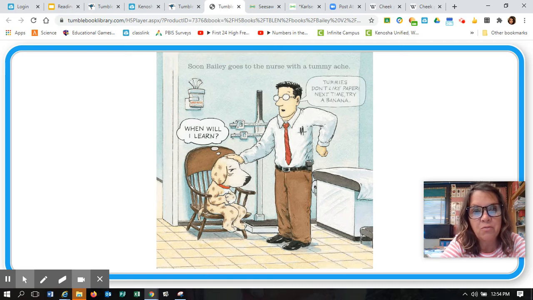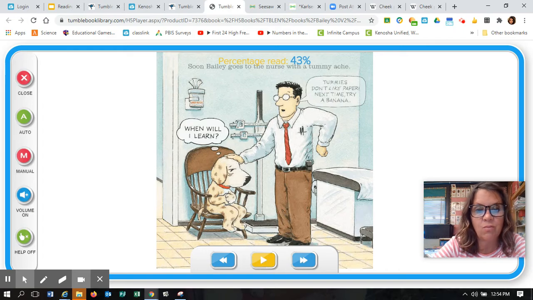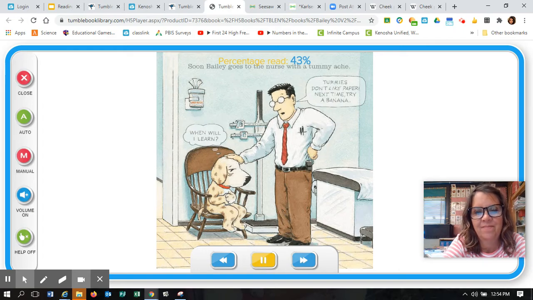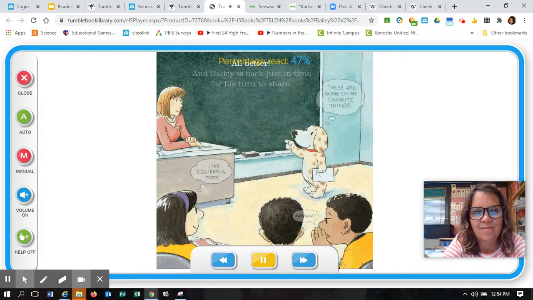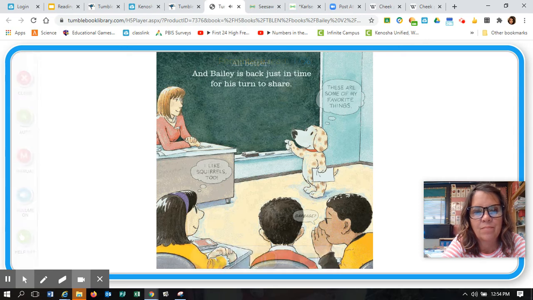Or tell someone in the room. Yes, we could say that Bailey eats paper, and it's his homework. He eats his own homework. All better, and Bailey is back just in time for his turn to share.